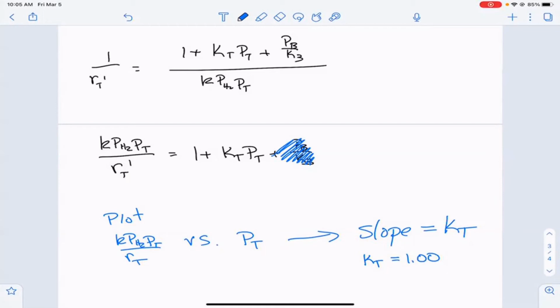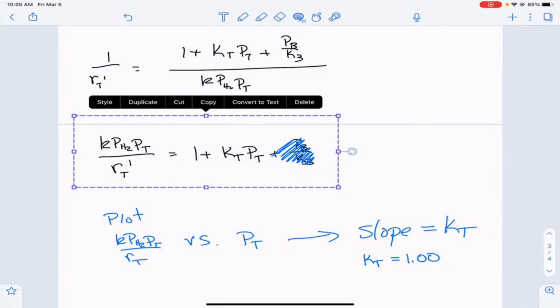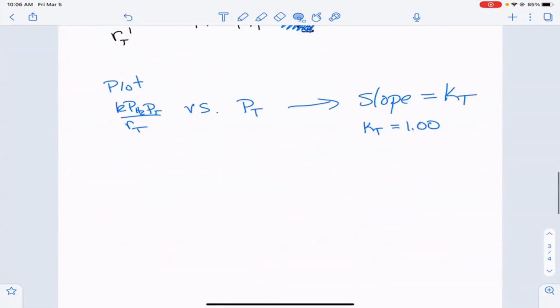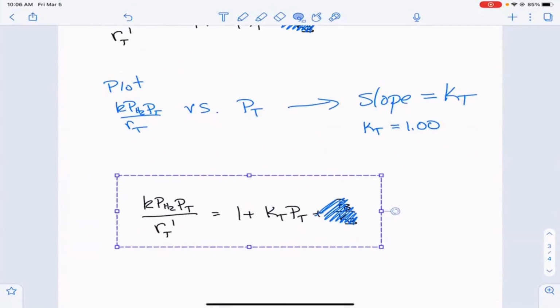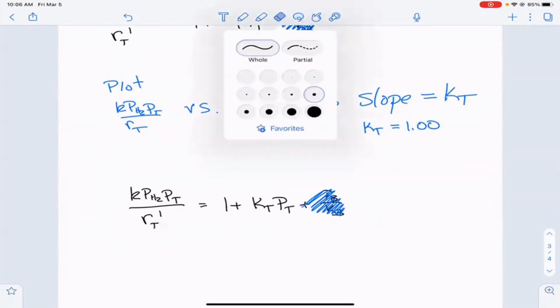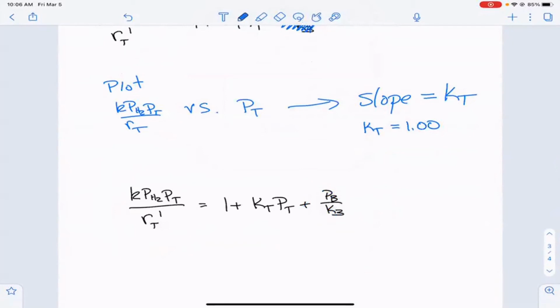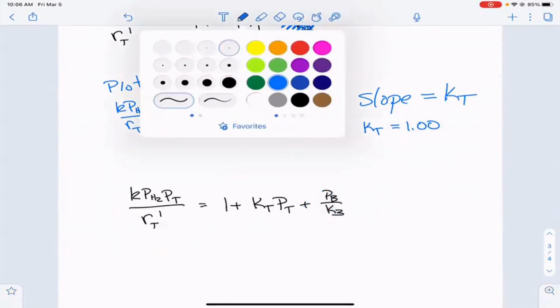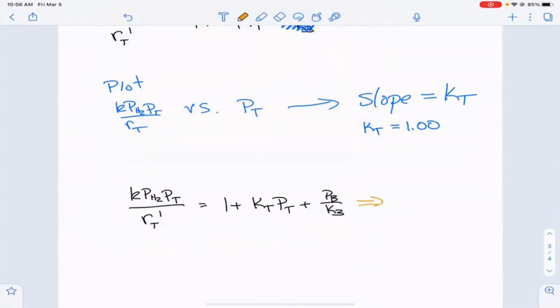Now, what about KB? Is it possible for us to use the same approach and find KB? And the answer is yes. So I'm going to borrow this expression already and just paste that down here. And now if we want to find KB, what are we going to do? Well, we're going to use the cases where PB is not equal to 0.